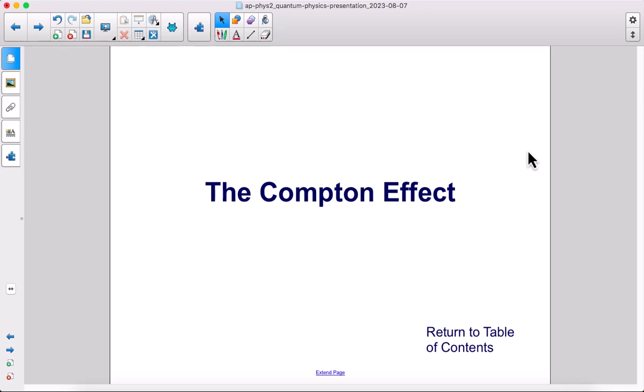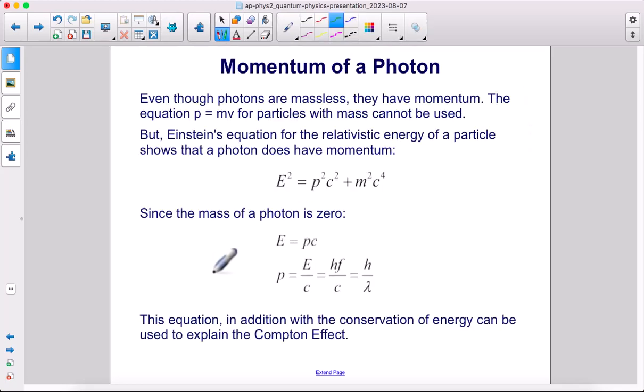The Compton effect. Even though photons are massless, they have momentum. The equation momentum equals mass times velocity for particles with mass cannot be used, since photons are massless. But Einstein's equation for the relativistic energy of a particle, this equation here, which you do not need to know, shows that a photon does have momentum.